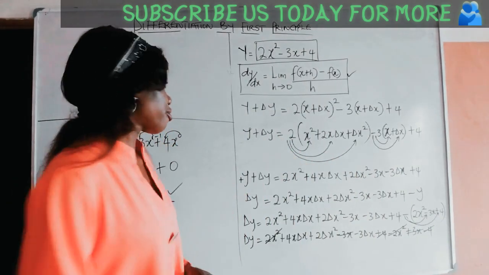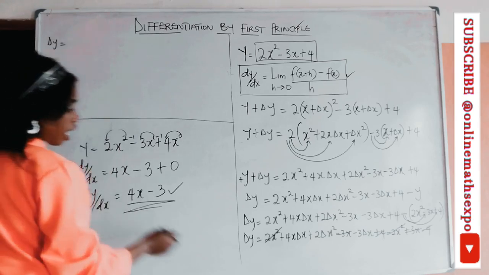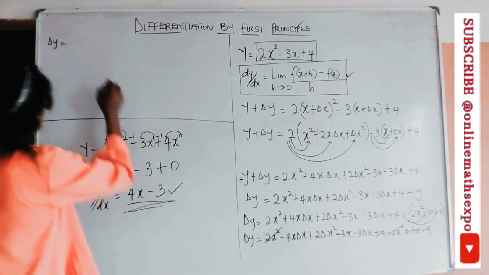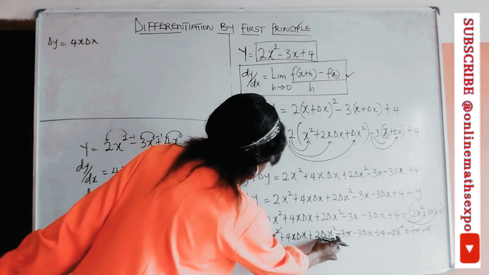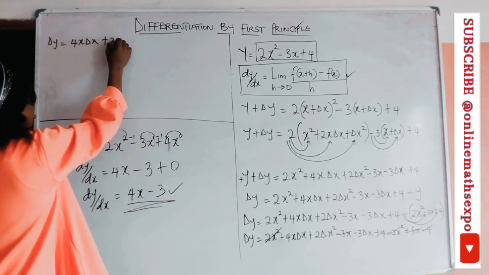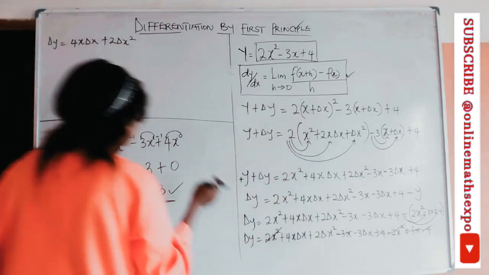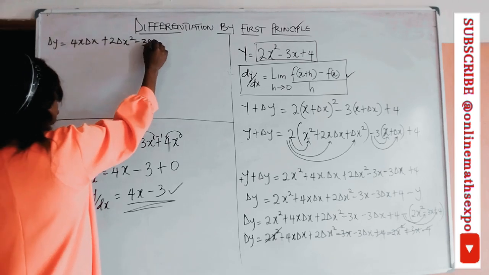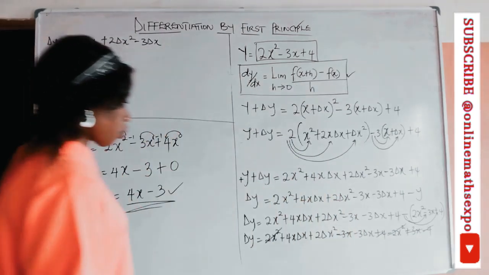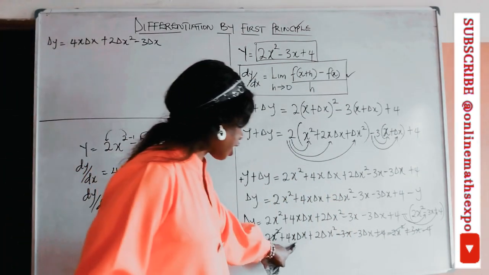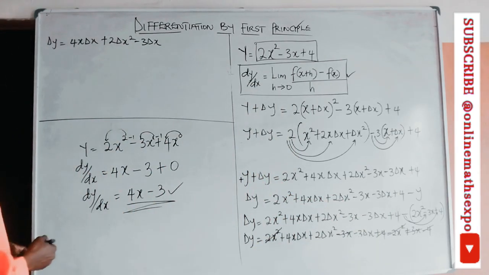So let's simplify finally. We now have change in y is equal to, we are having this, which is 4x change in x. Then we take this, which is 2 change in x squared. What again? We take this, which is negative 3 change in x. Then what again do we need to collect? We are done with the necessary things. We have taken this, this, and this. Other ones were eliminated.